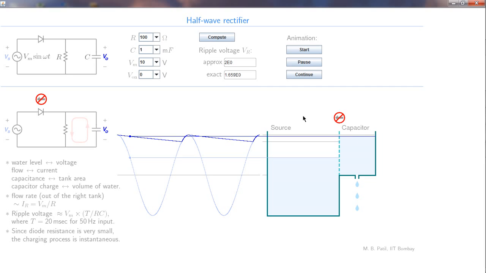And let us check that out. R from 100 to 150. The ripple voltage with 100 is 2 volts, and with 150, let's compute, it is 1.33 volts, and that is what we expect.